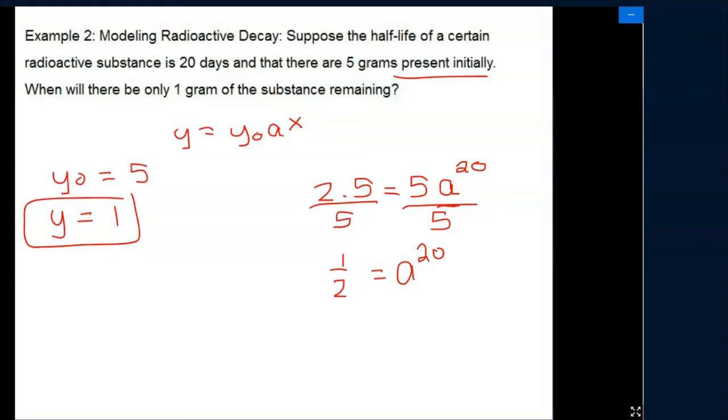So how do I get rid of something to the 20th power? Yep, we're going to raise it to the 1/20th. So you take 0.5 to the 1/20th. And we get a equals 0.9659. So 59 would round to 6.